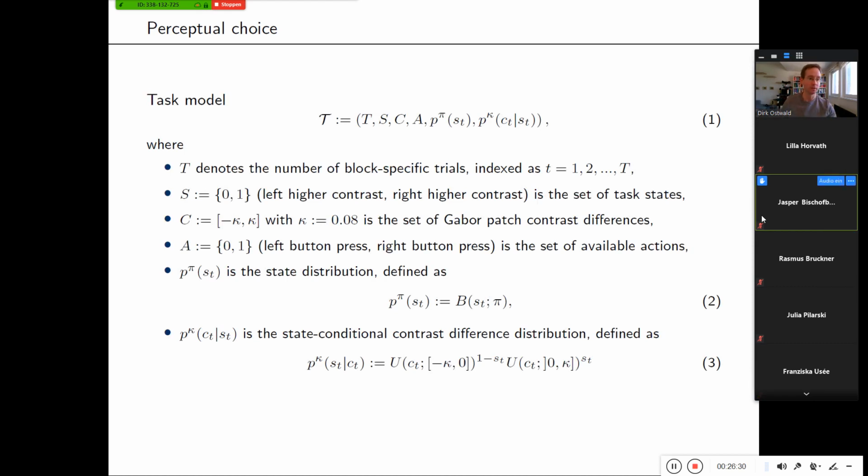Good. So Jasper, your question. Yes, I'm not really familiar with the Bernoulli distribution, and so I didn't really get the state distribution. Could you elaborate on this a little bit more, or how I could imagine the Bernoulli distribution?